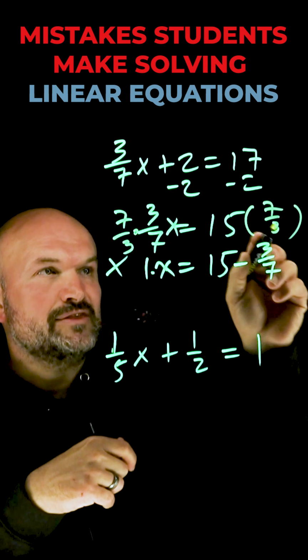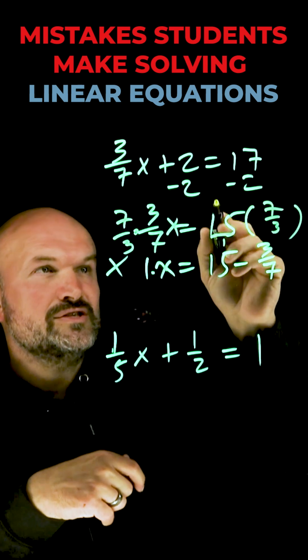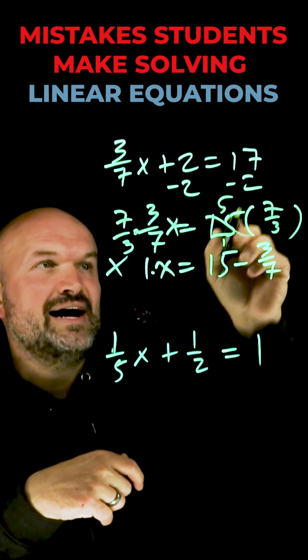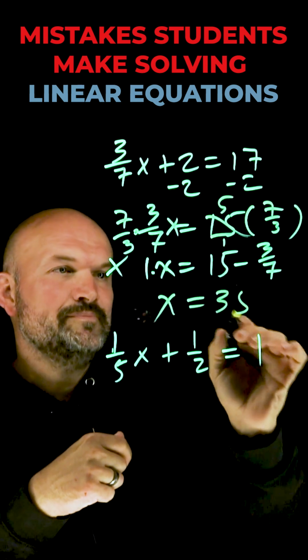Now, in this case, my 3 can evenly divide into the 15, right? Because that 15 is in the numerator. So that's going to cancel out, or divide, simplify to a 5. And now I get a final answer of x is going to equal 35.